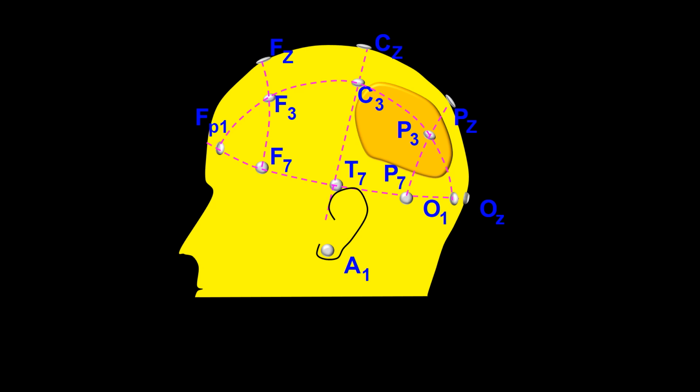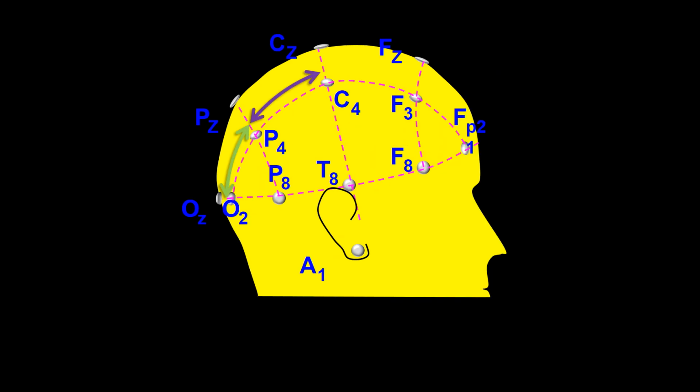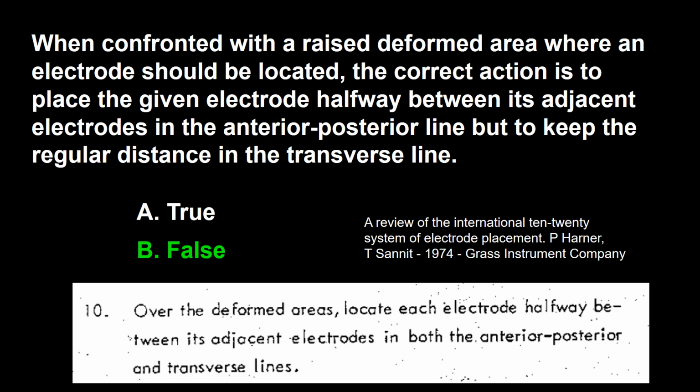The same exercise should be done in the anterior to posterior line. In this case, the P3 location should be half the distance between O1 and C3 at the level previously selected. So, if the distance between C3 and O1 is 10 centimeters, P3 should be placed 5 centimeters from each of them. On the normal side, P4 should be placed in its regular position. So the answer is B. I included here a segment from an old manual from the Grass Company. If you get a hold of it, read it.